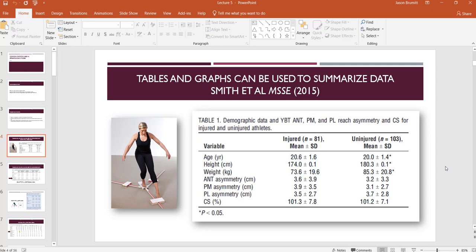And what's interesting is if we just look at the asymmetries in how far they reach. So, for example, the woman here is demonstrating the anterior reach, where you slide the block forward, and that's performed bilaterally. We see that there was not a difference statistically between the injured and uninjured individuals.